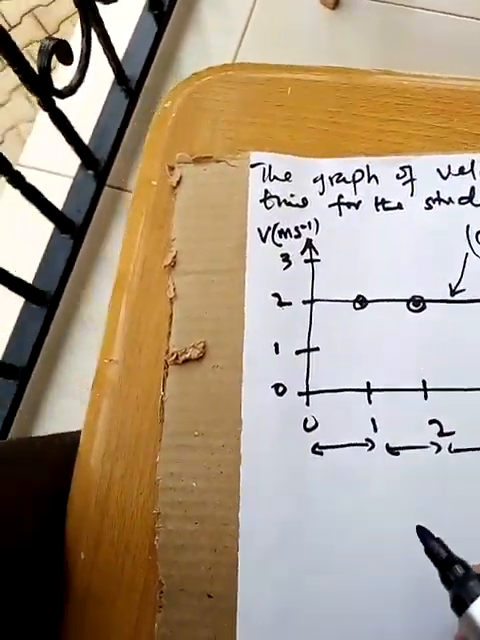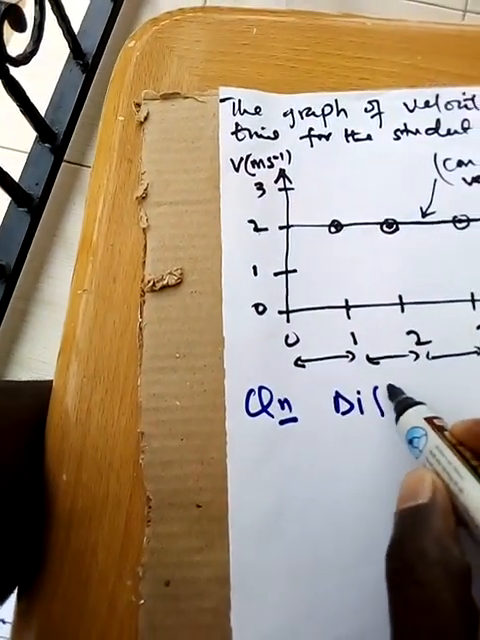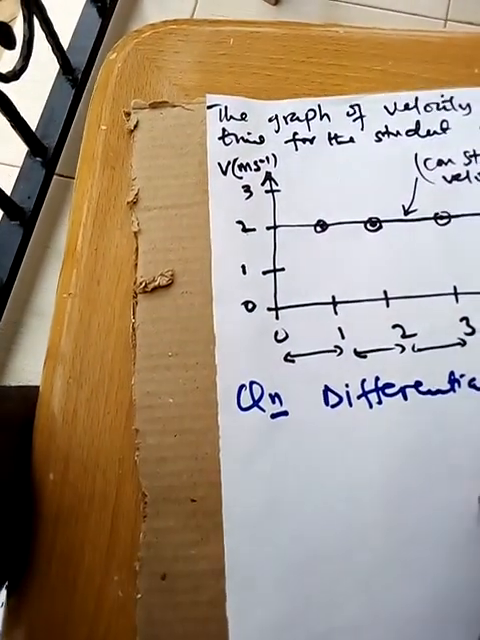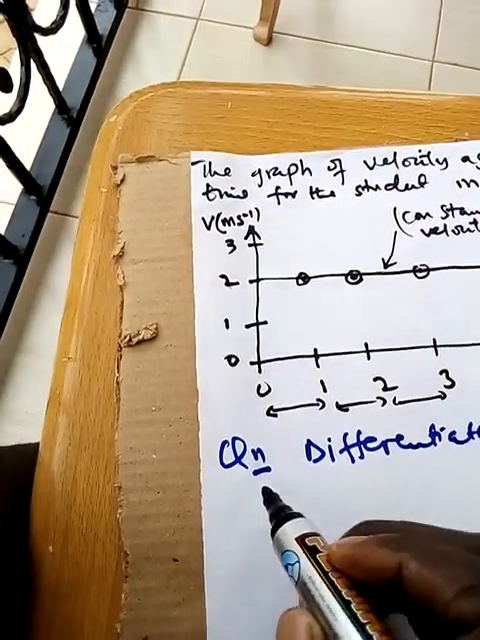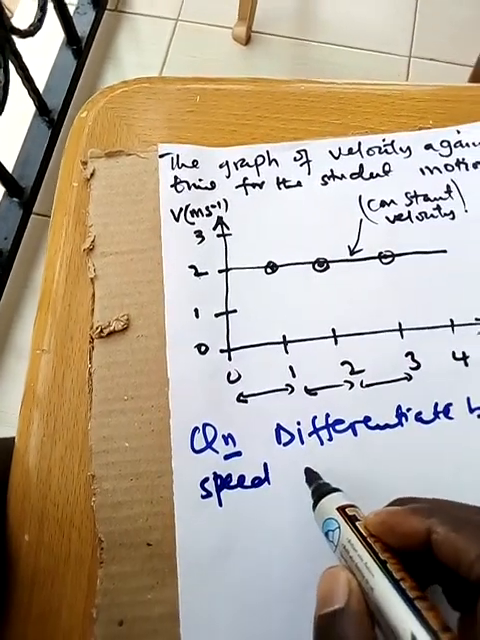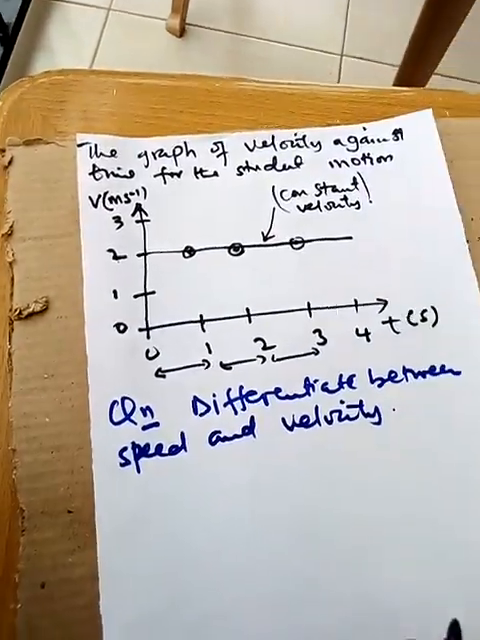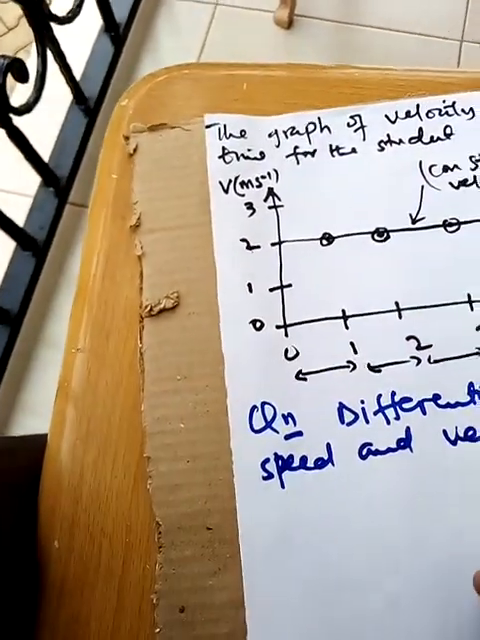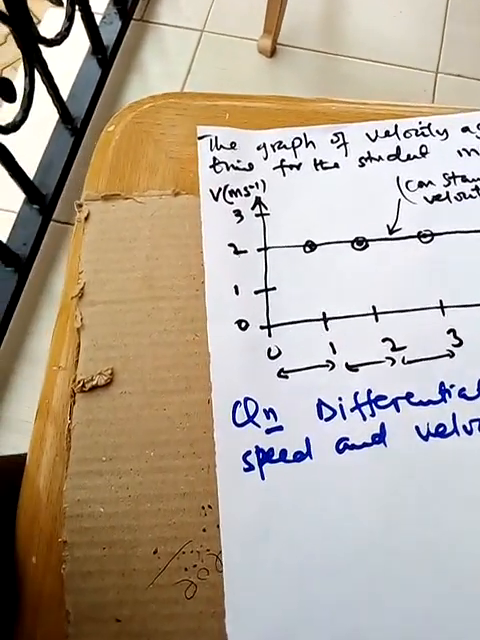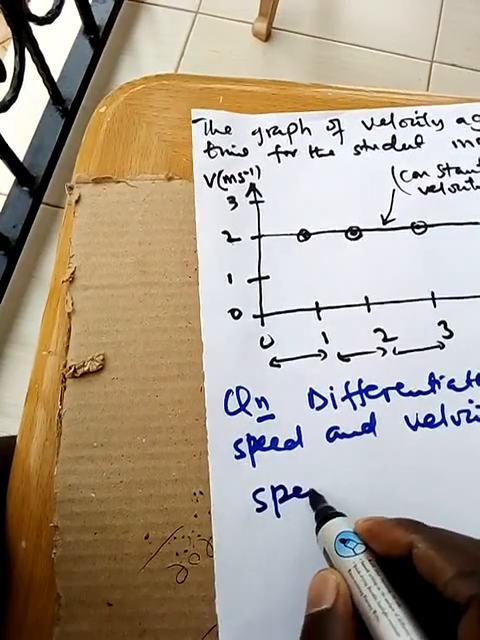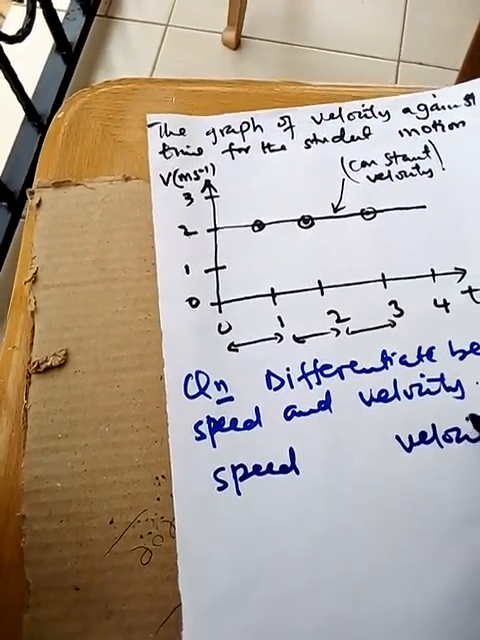So that would be like a guiding question. The question: differentiate between speed and velocity. Differentiate between speed and velocity. Just like the way we differentiated between distance and displacement, even here you put speed on one side, then velocity on the other side.